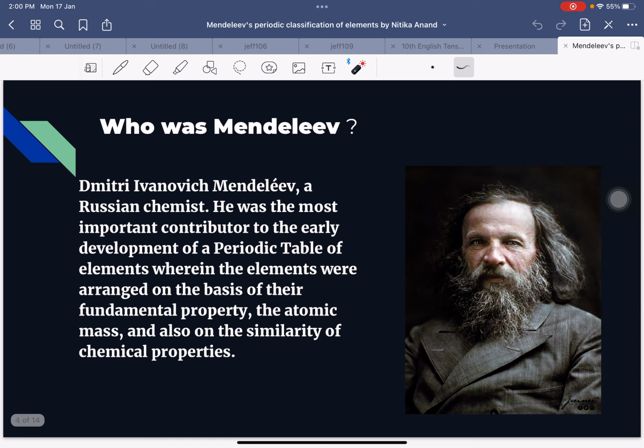First of all, we must know who Mendeleev was. Dmitry Ivanovich Mendeleev was a Russian chemist, and he was the first person to give the idea of a periodic table. Till then, no other scientist could give the idea of a periodic table. All others were just finding out elements, their properties, and so on. But Mendeleev was the first person who organized these elements in the form of a periodic table.